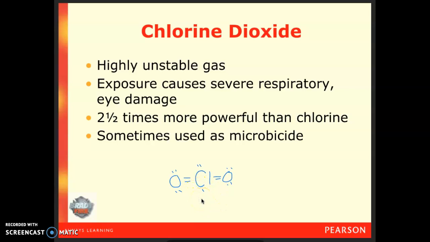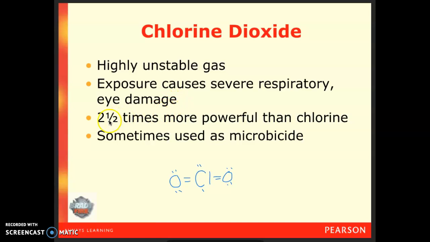And because of that, this chlorine dioxide is going to be very reactive because it's going to try to pair up that unpaired electron dot with something else. It's going to go out and be really reactive as it tries to stabilize the structure around that chlorine. Because of this lack of stability and reactivity, it's going to cause pretty severe damage to your eyes and your respiratory system.